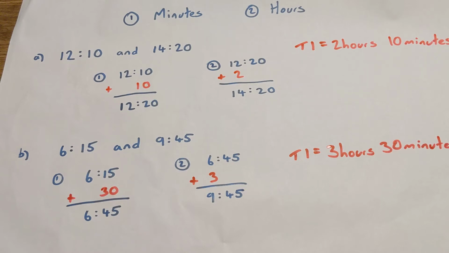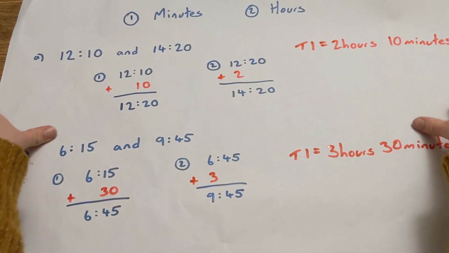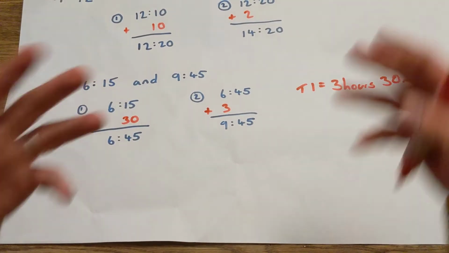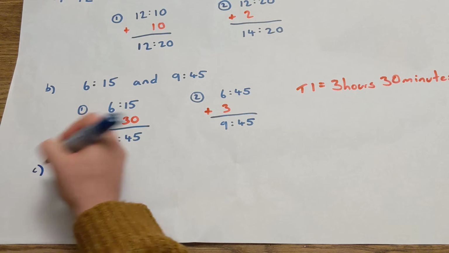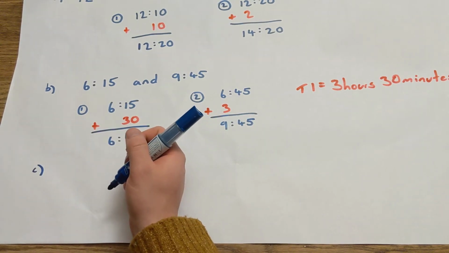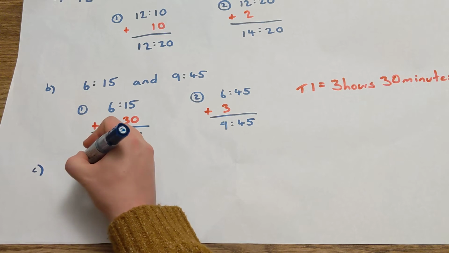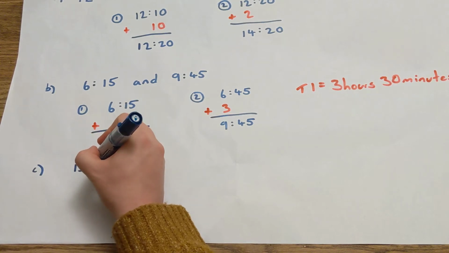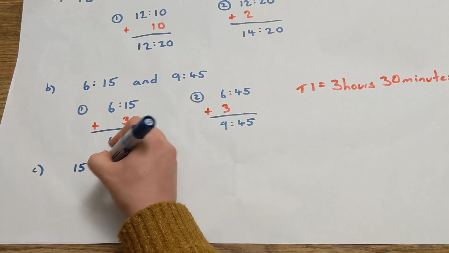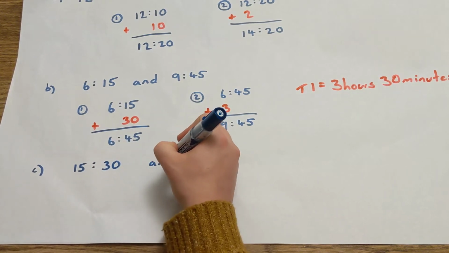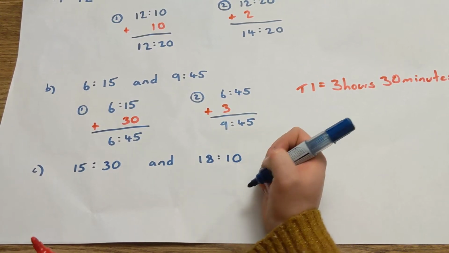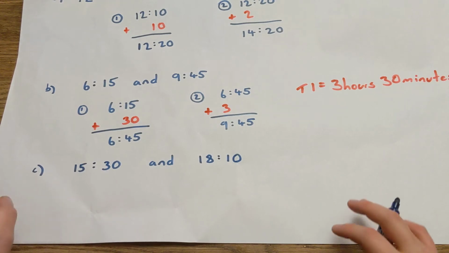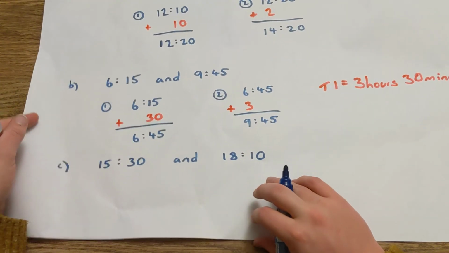So next, let's look at one where it's not quite so obvious what we do with the minutes, and where the fact that there's only 60 of them in an hour will be really important. So now we're going to say how much time has passed between 15:30 and 18:10. We'll do it the exact same way, but there's going to be a little extra step in there.